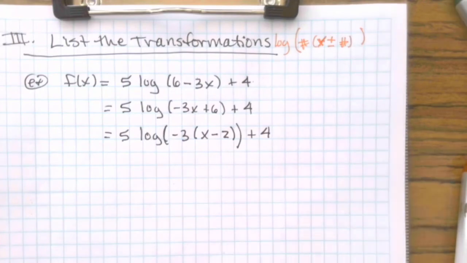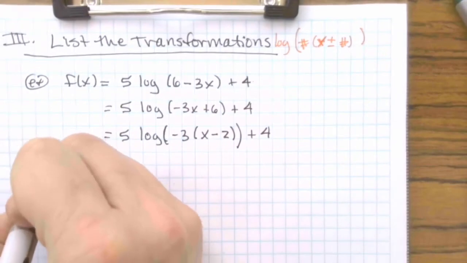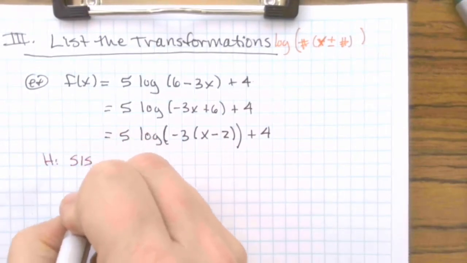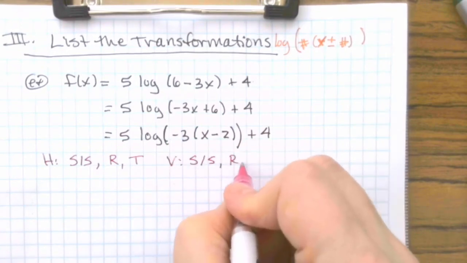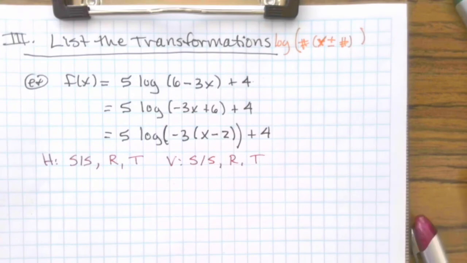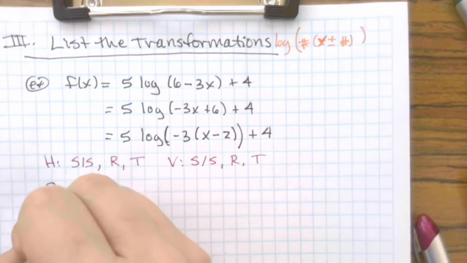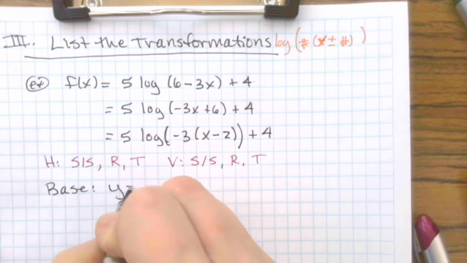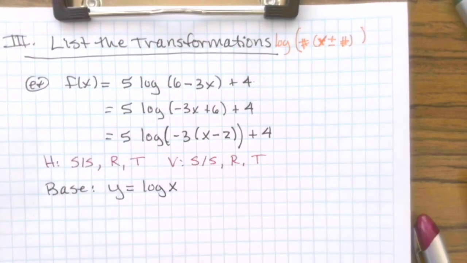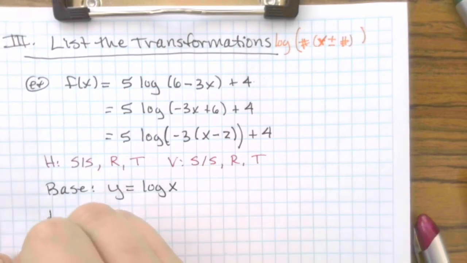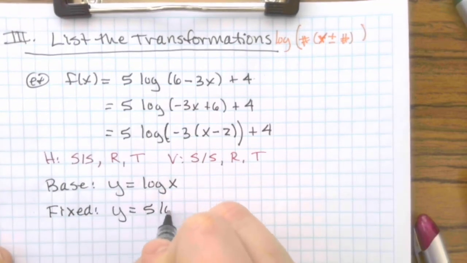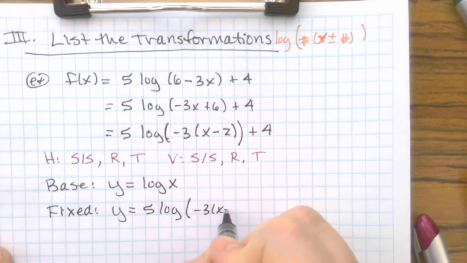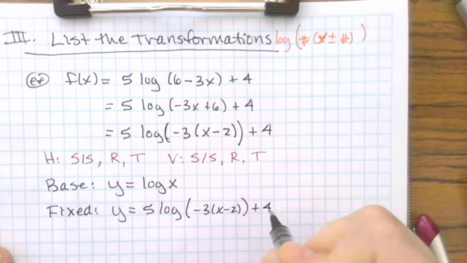So also remember your order. It's always horizontal: stretch, shrink, reflect, translate, and then vertical: stretch, shrink, reflect, translate. That order never changes. Our base graph would be y equals log x. That would be what we start with. And we fixed the equation we were given so that it is 5 log of negative 3 times (x minus 2) plus 4.